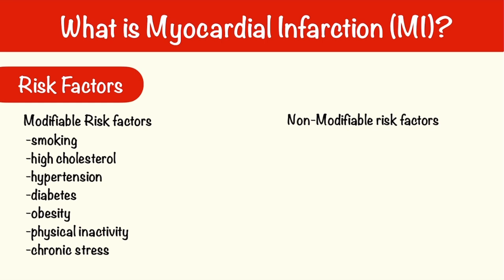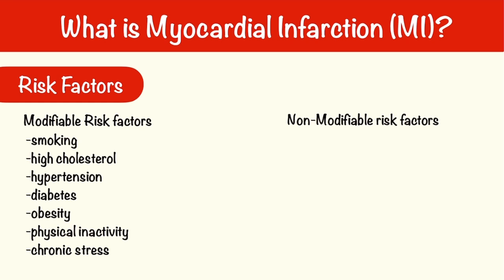Diabetes. High blood sugar levels contribute to vascular damage and increased risk of atherosclerosis. Obesity. Excess body weight, especially around the abdomen, is linked to higher cholesterol, blood pressure, and diabetes. Physical inactivity. A sedentary lifestyle weakens the cardiovascular system and contributes to obesity and high blood pressure. Chronic stress. Long-term stress can lead to increased blood pressure.